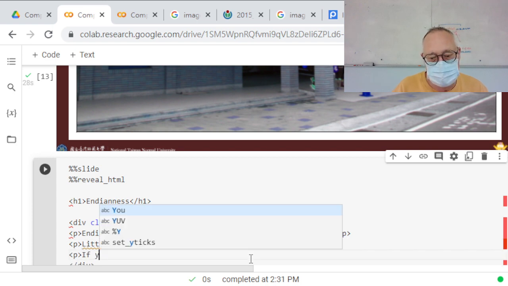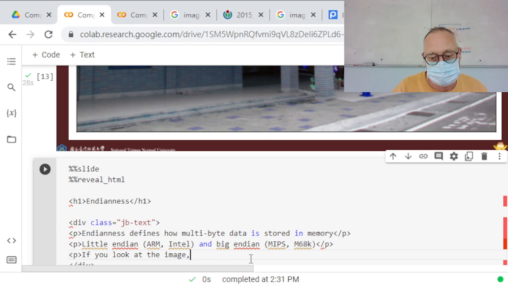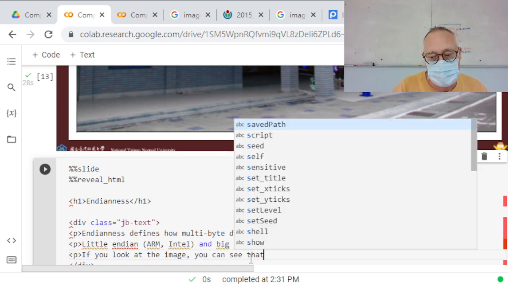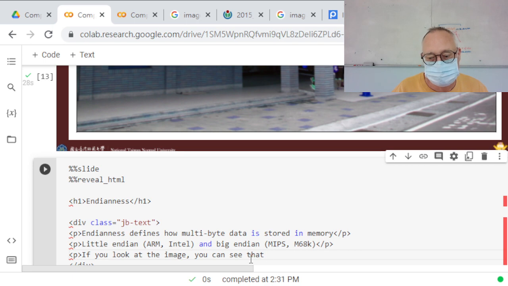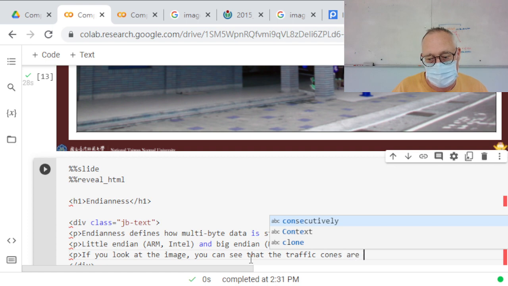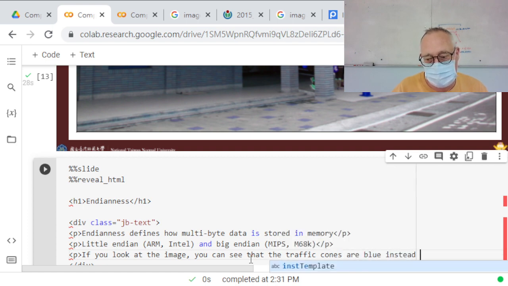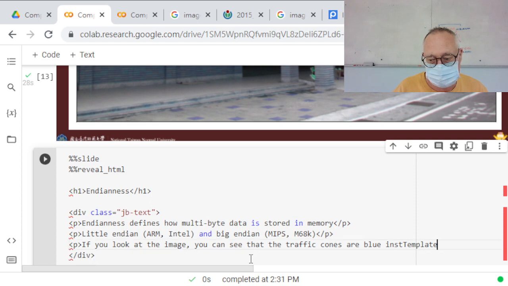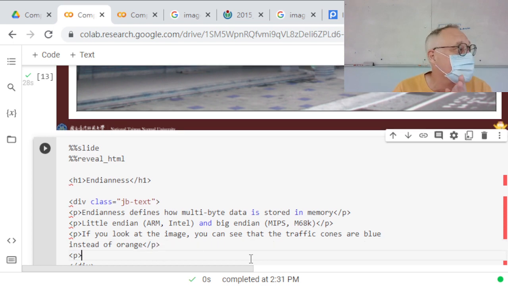Now if you look at the image, you can see that the traffic cones are blue instead of orange. And this problem occurs if you have the wrong endianness of your data.